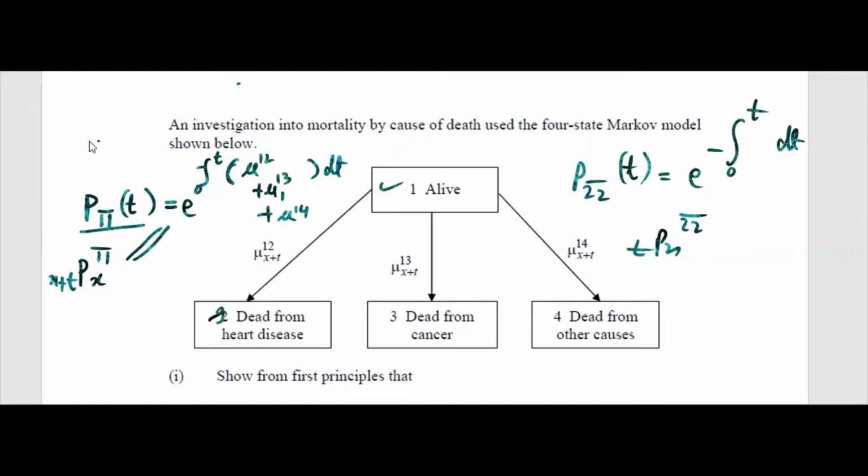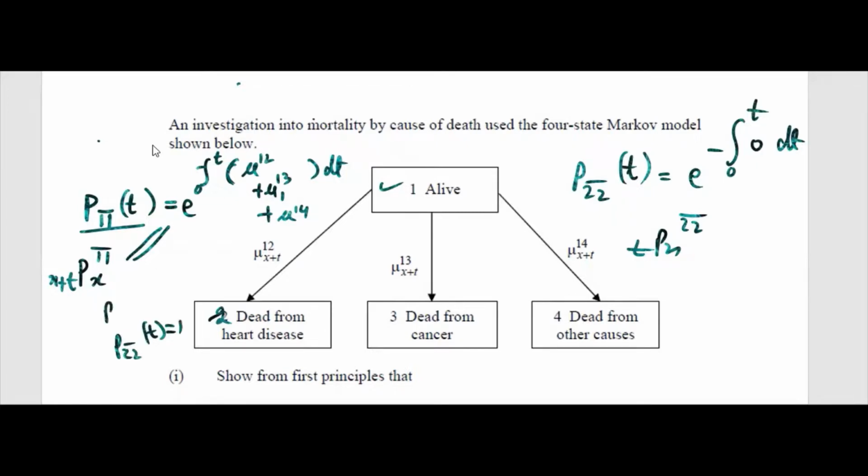So from 2, you see all the arrows go out, there is nothing coming in here. So what will happen, if you apply this formula you will get 0 here, e power 0, that will be 1. So P22 bar T is always equal to 1.